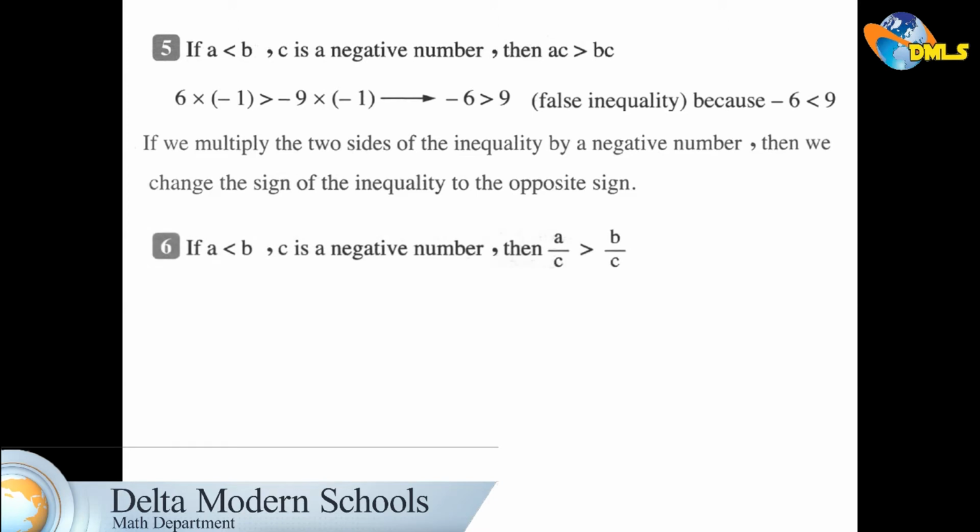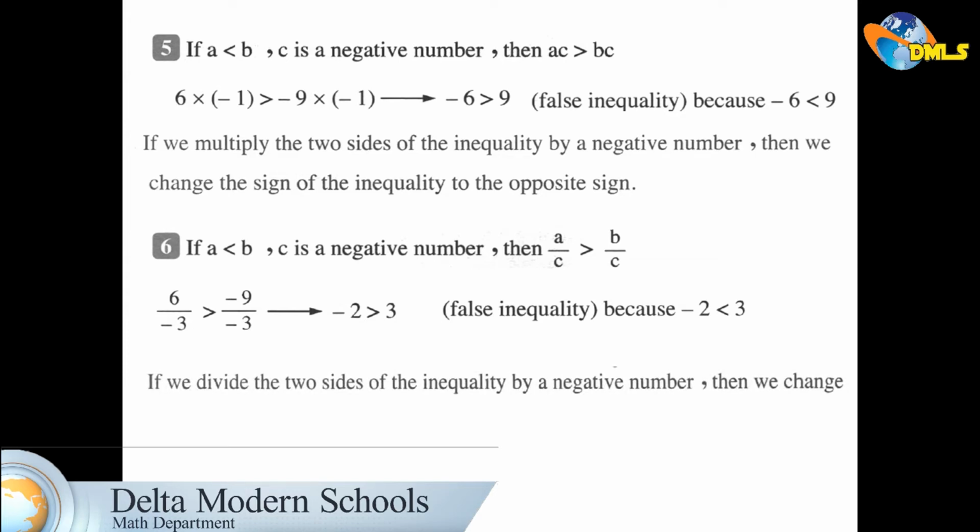Property number 6, if A is less than B and C is a negative number, then A over C is more than B over C. 6 over negative 3 is more than negative 9 over negative 3. So negative 2 is more than 3. False inequality because negative 2 is less than 3. So if we divide the two sides of the inequality by a negative number, then we change the inequality sign to the opposite side.